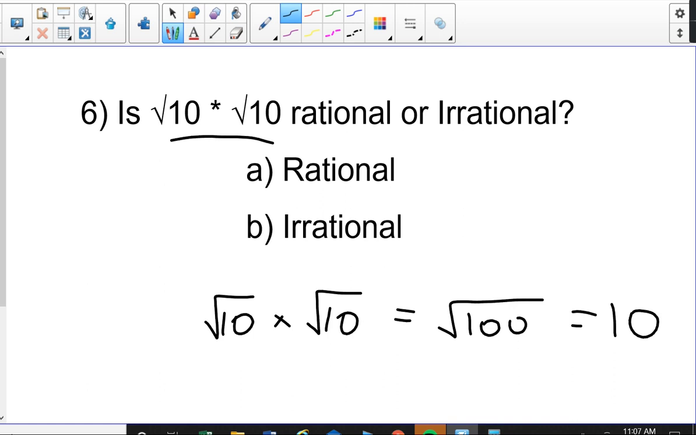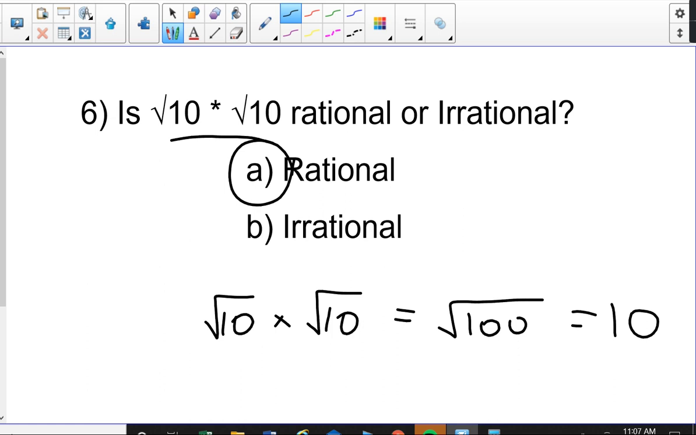Whenever we square a square root, so we take the same square root, multiply it by itself, we end up with the number that's inside, okay? Because we're taking that number, 10, we're squaring it, we're getting 100. Now when we think about taking the square root of that, well, that's asking us what number do we multiply by itself to get 100? That brings us right back to the whole number 10. So this actually has a rational solution.